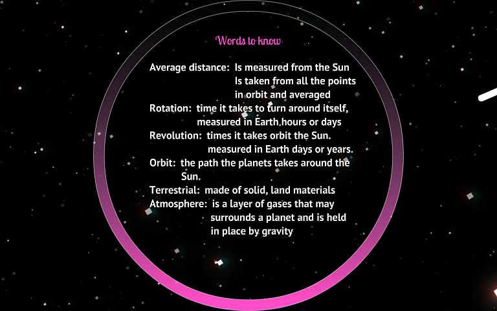Revolution is the time it takes for an object to orbit the sun. We measure these in Earth days or Earth years. An orbit is the path the planet takes around the sun. Terrestrial means made out of solid or land materials. An atmosphere is a layer of gases that may surround a planet and is held in place by gravity.